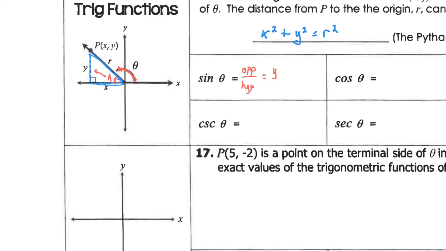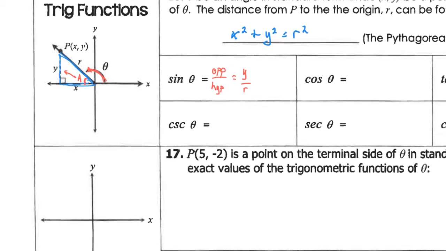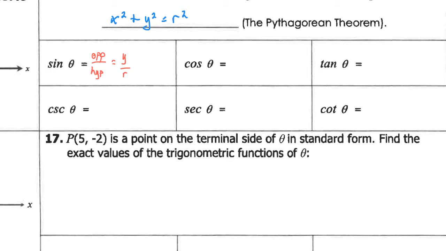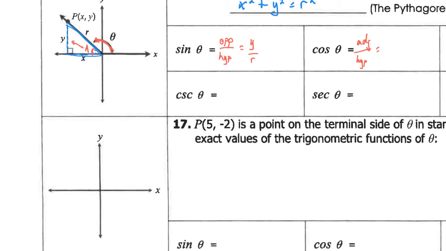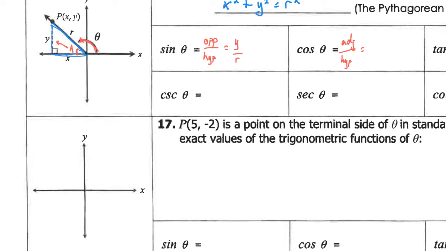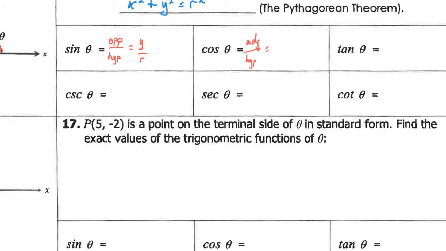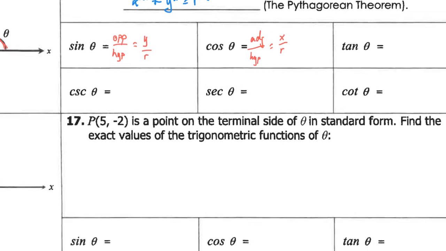And what is the opposite? That's the y. And what's the hypotenuse? It's the r. So y over the hypotenuse r. And then the cosine is the adjacent over hypotenuse. Right, this is from SOHCAHTOA. And the adjacent, go look at your triangle over there again. The adjacent is the x value. So we're going to have x over the r. X over r. And then tangent, looking at that triangle, tangent's opposite over adjacent.